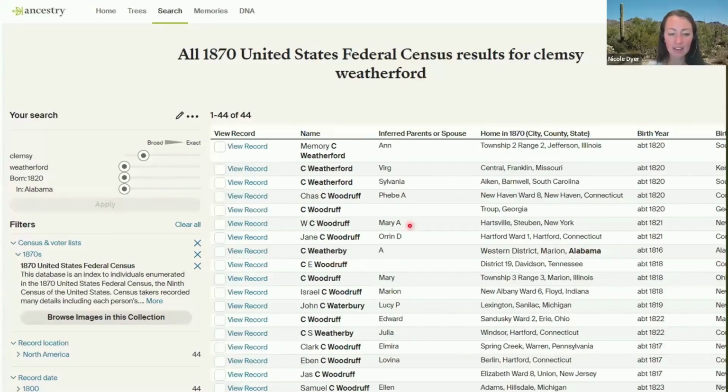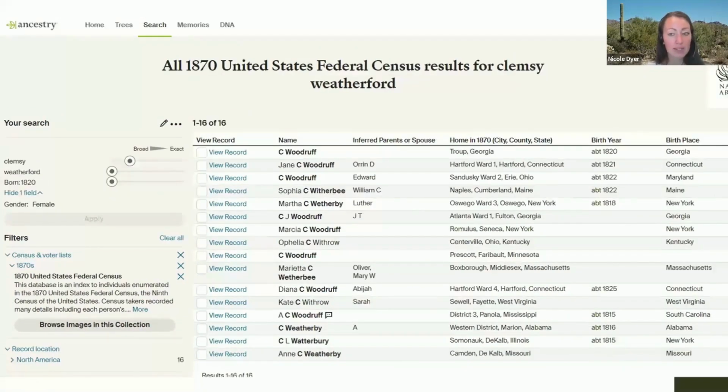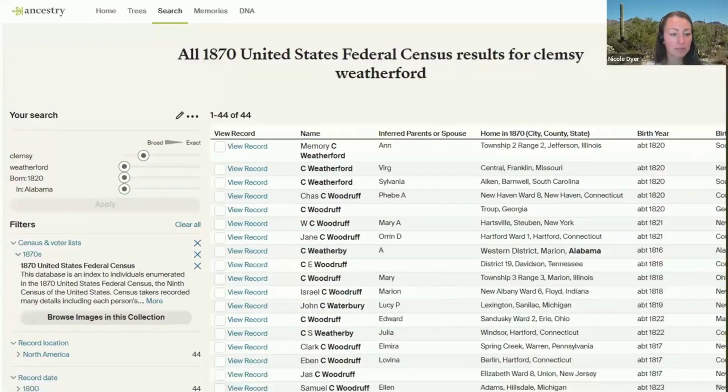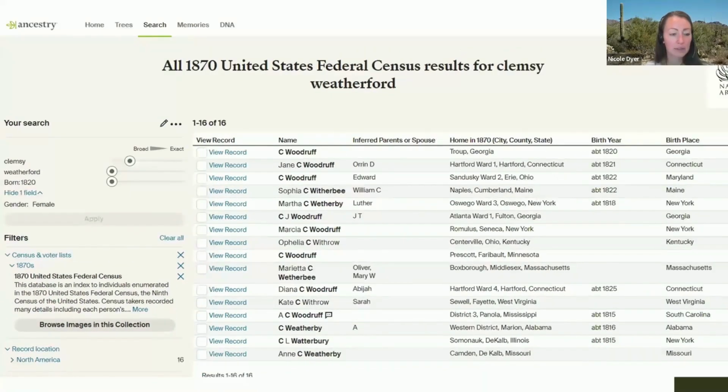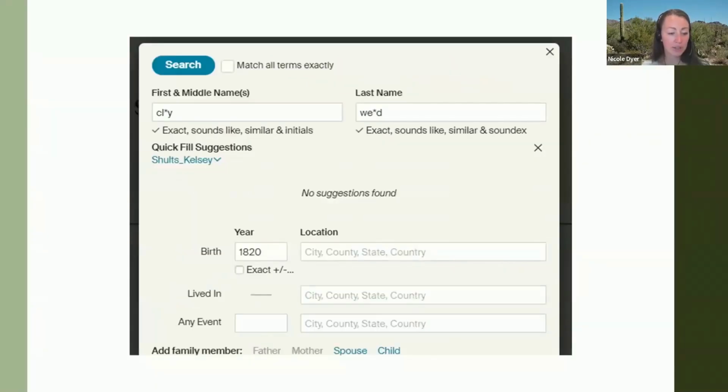And I didn't see any of the relatives I thought I would see. So even though this brought back a lot of similar things like Weatherby, I didn't think Woodruff would be it, but Waterbury and Weatherby were possibilities, but these just didn't seem like a match. So I tried again, and let's see, what did I do here? Can't remember, but then I decided to use wildcards.